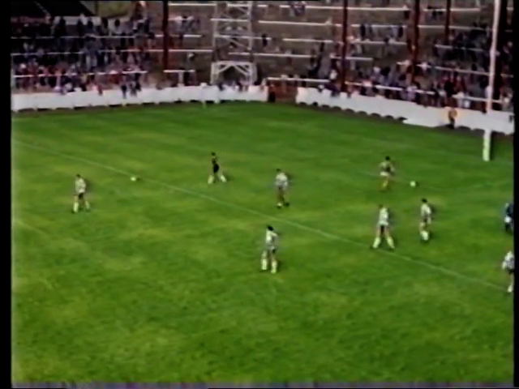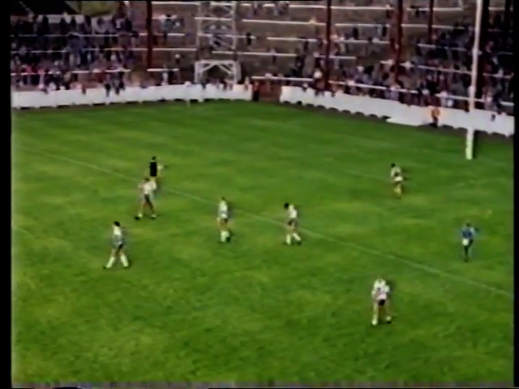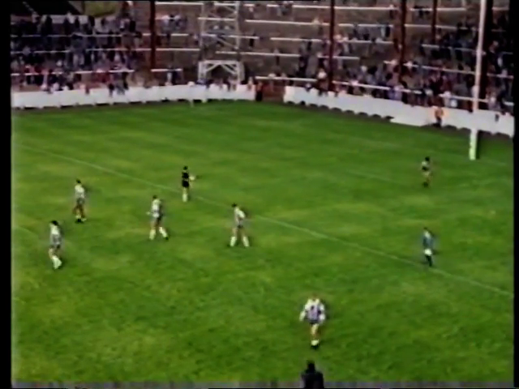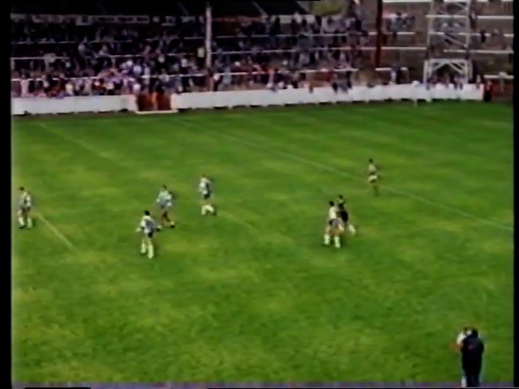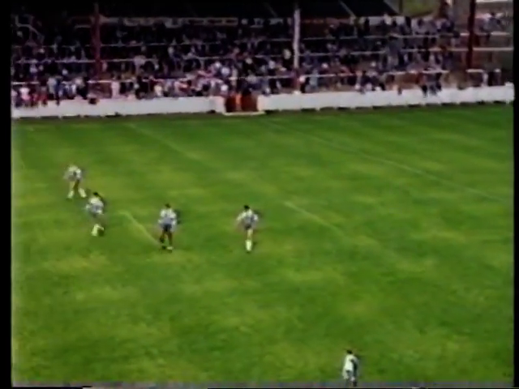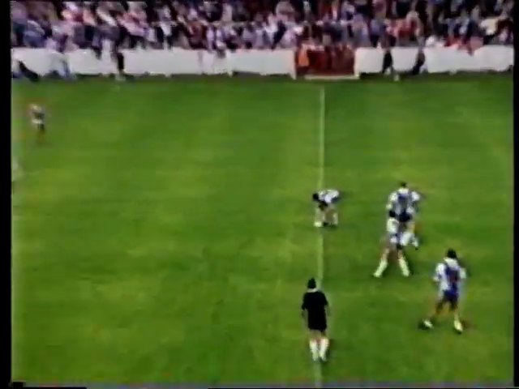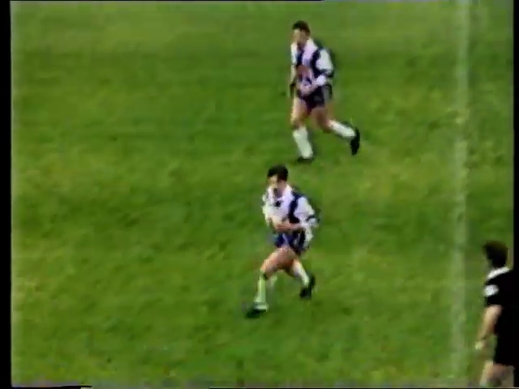It'll be Andy Precious to attempt the conversion. Two more points for Hunslet. The scoreline now in this third first round tie: Hunslet 6 points, Oldham 10. So Oldham tap, Pashniak gets it out to Warburton.